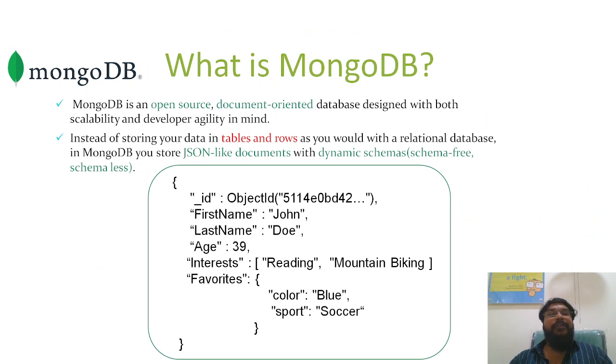If you look at MongoDB, we can call it an open source and document oriented database. So what we do here is, instead of storing the data in the format of rows and columns, we'll be storing the data in the format of JSON like documents, which is always schema free. If you look at the example displayed over here, you can see the object id, the name, the age, the interest, and also the favorites. Here, whatever the column names that are there, we'll be calling them the column names of each and everything.